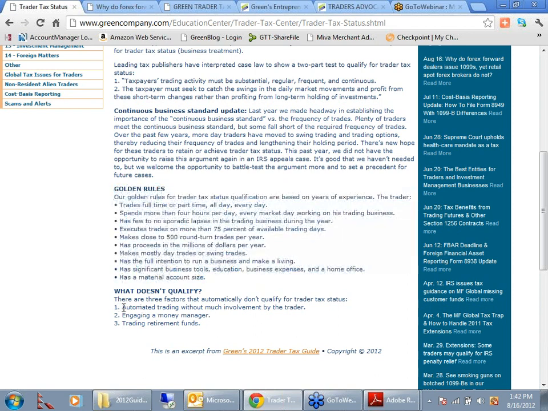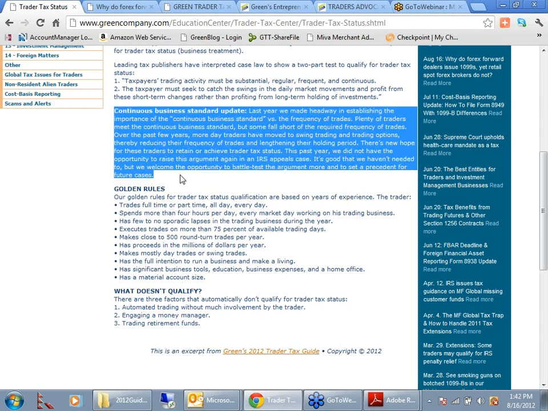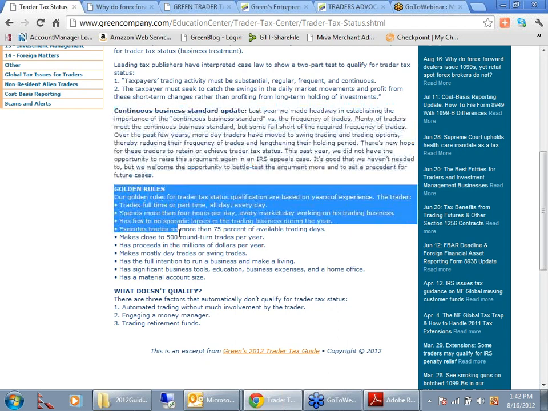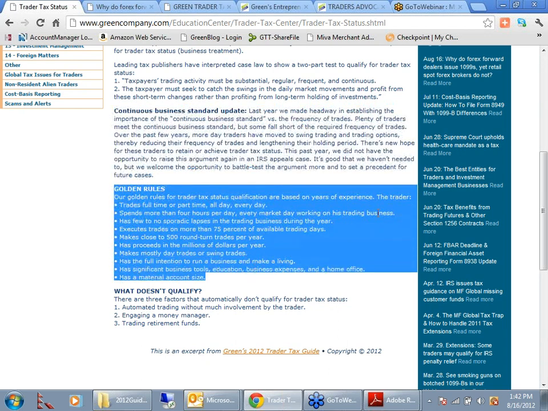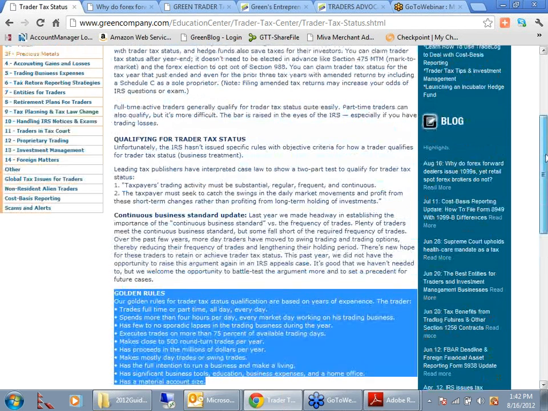Now, we don't consider automated trading when you use outside canned software or an outside money manager. Now, if you have a trading company and you hire a trader to help you, that can qualify. A retirement plan doesn't count either. We've worked on this continuous business activity standard, and we feel it can buttress the frequency of trades. These golden rules are a lot based on the frequency of trades, the math game.